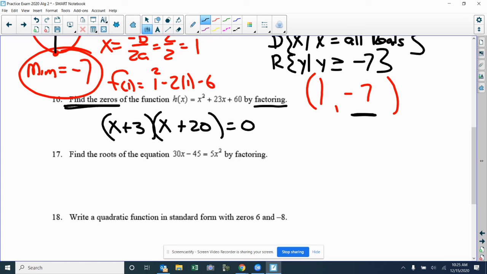Now, it does say find the zero, so the zeros, you've got to set those equal to 0. One is -20, where it crosses, and the other one is -3. Make sure you solve for those. You do need to solve for those.